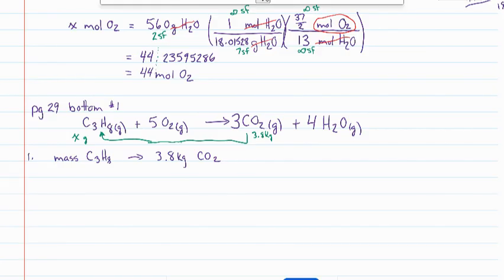We're going to look for the reactant. How much reactant do we need to put in order to produce that? So we're going to start out with our X grams, what we're looking for, of propane. And the only other thing that the question gave us was 3.8 kilograms of CO2.